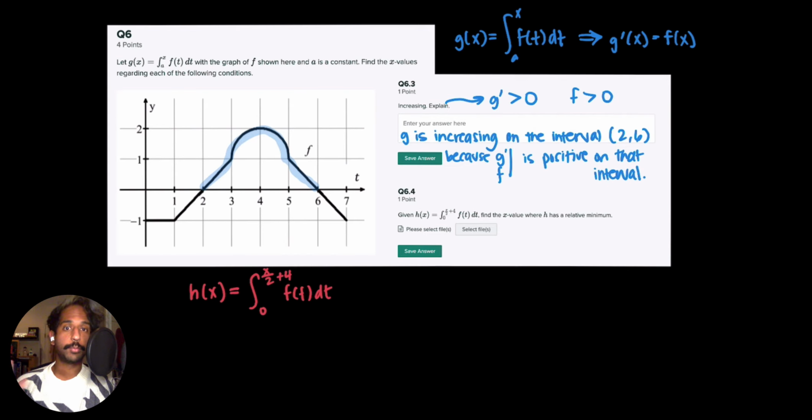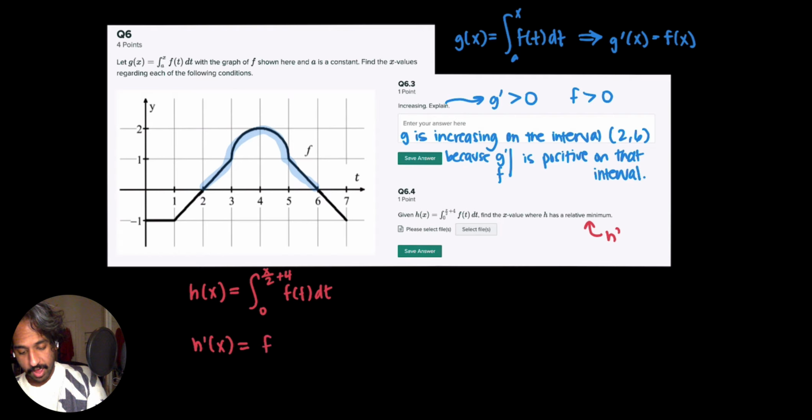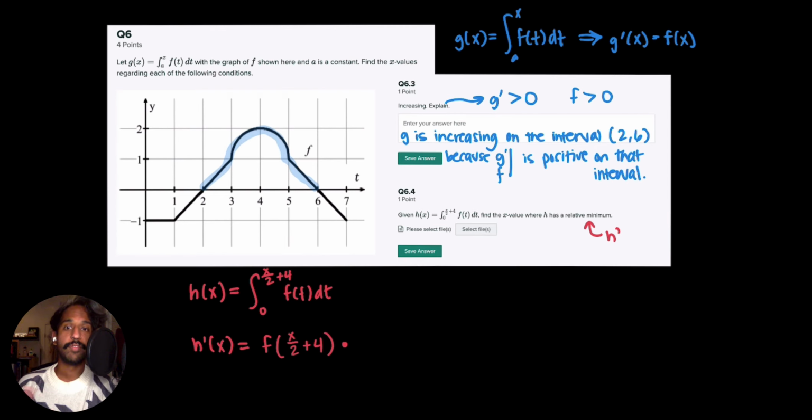When we find h prime, which we're going to need because we're looking for a relative minimum, we care about the derivative. H prime of x equals f of x over 2 plus 4 times the derivative of what's on the inside. So that's going to be the derivative of the inside, which was x over 2 plus 4. The derivative of that is 1/2. Alright, so here we are. H prime of x equals f of x over 2 plus 4 times 1/2.